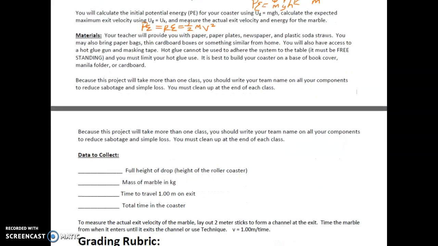Materials, you have all of these materials. It says the hot glue must not adhere the system to the table. It must be freestanding. You can't hot glue it to the floor. You can't hot glue it to the wall. It's best to build your coaster on a base. It says of a book cover. I think you guys have cardboard, so that should be plenty enough.